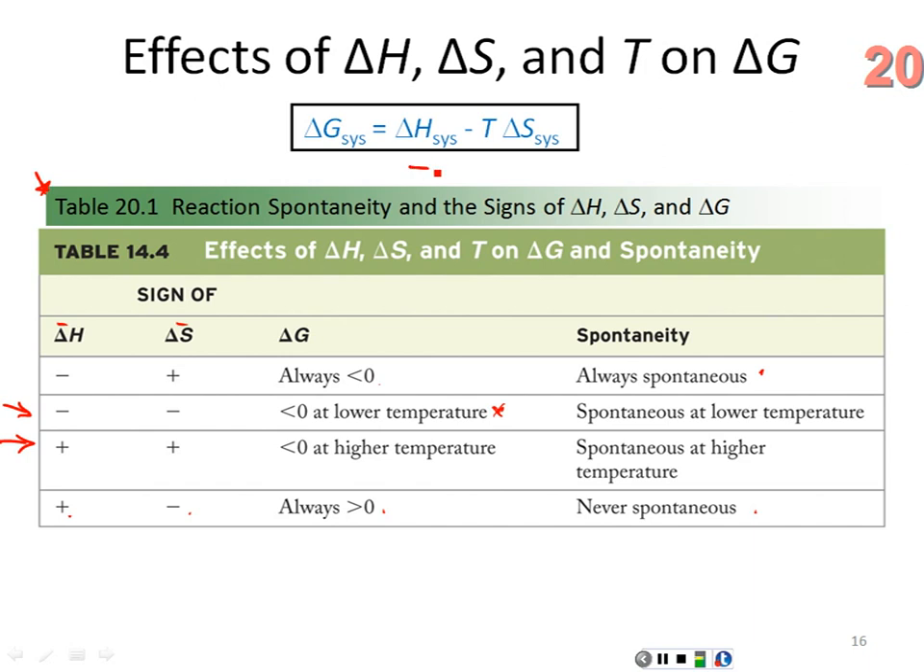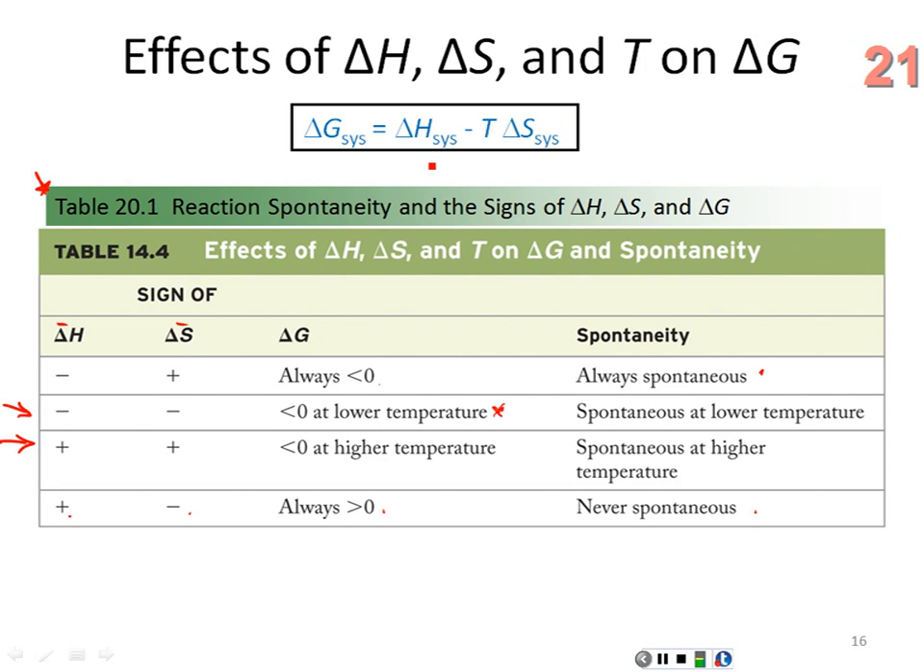If you have a negative delta H and a negative delta S, only when the temperature is small, to eliminate this term from delta S being negative, will you have a delta G that is negative. So temperature has to be low in that case.